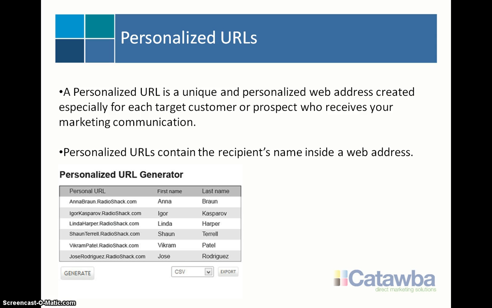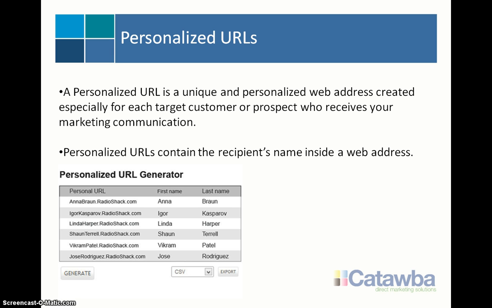A personalized URL is a unique and personalized web address created especially for each target customer or prospect who receives your marketing communication. You can see down in the bottom left corner here, the third name down is Linda Harper, and we actually merge the first and last name into the URL whenever we print marketing pieces. So in this example, it's lindaharper.radioshack.com.